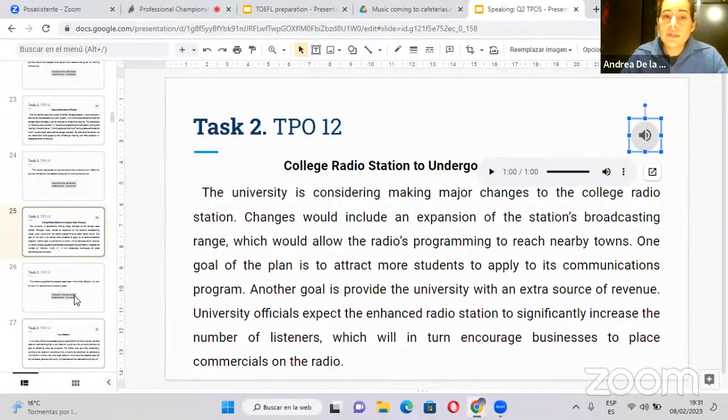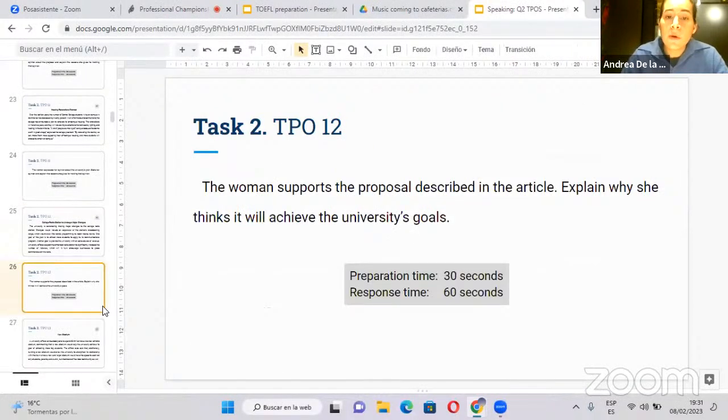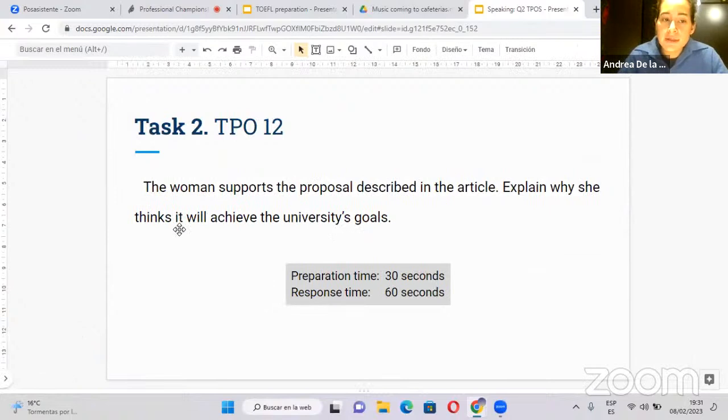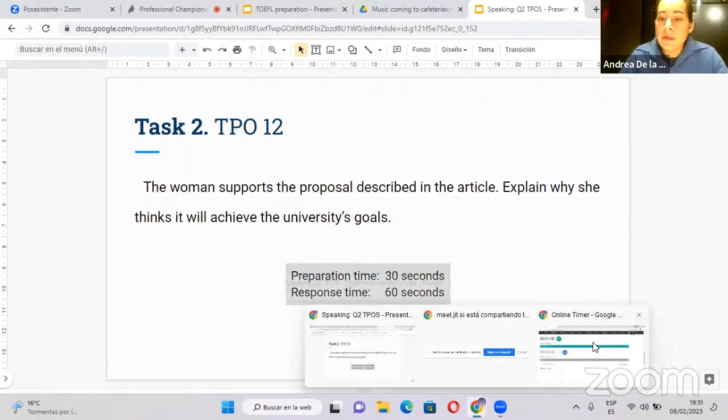Okay, the question is the same. It says, the woman supports the proposal described in the article. Explain why she thinks it will achieve the university's goals. Okay, you will now have 30 seconds to prepare your responses.